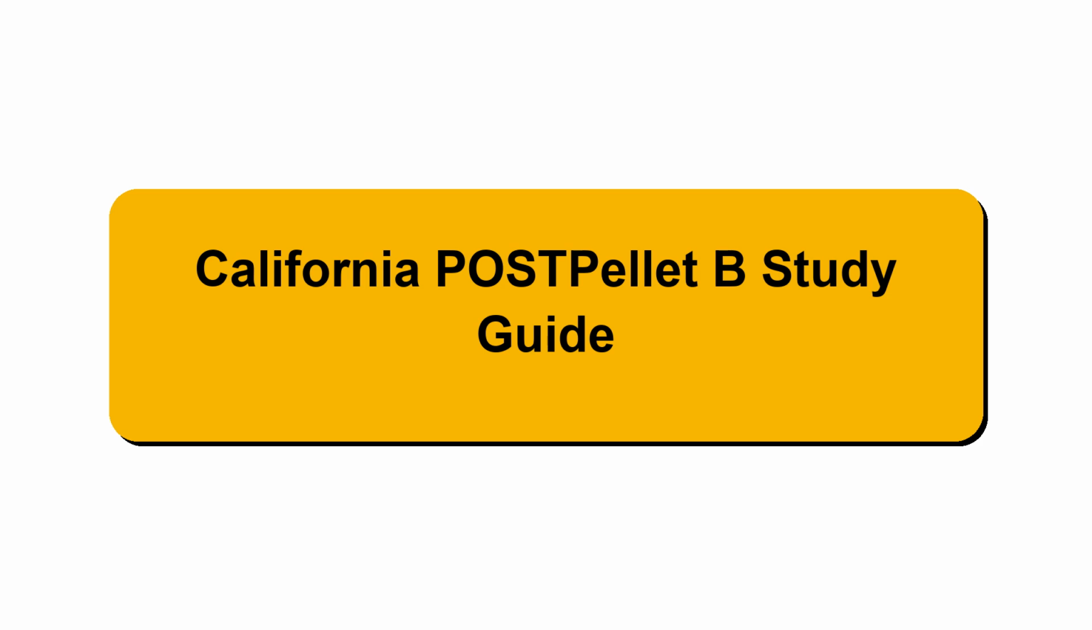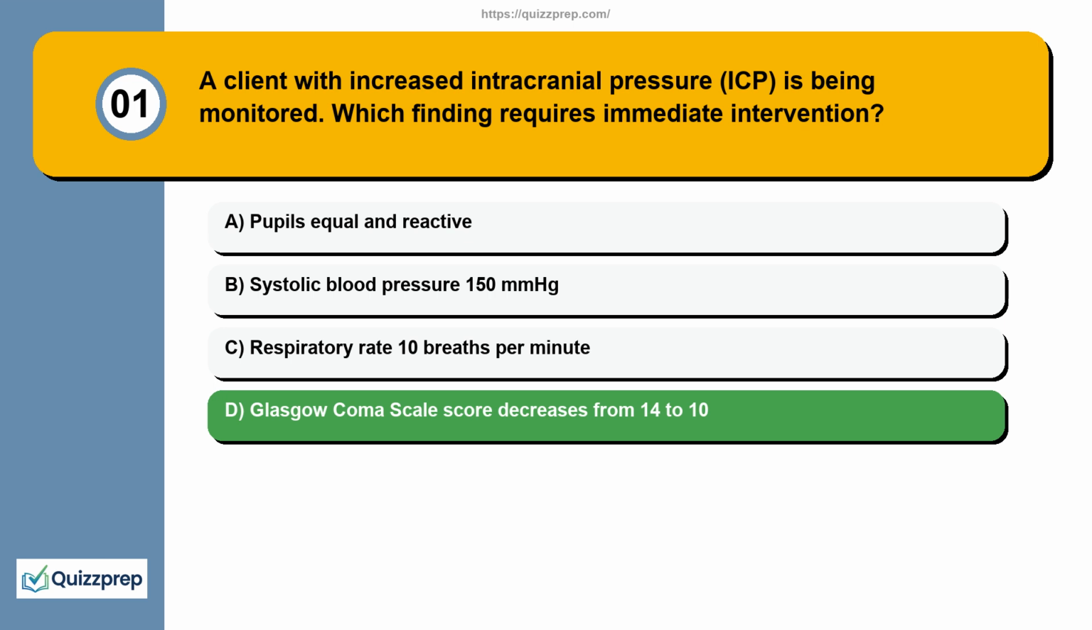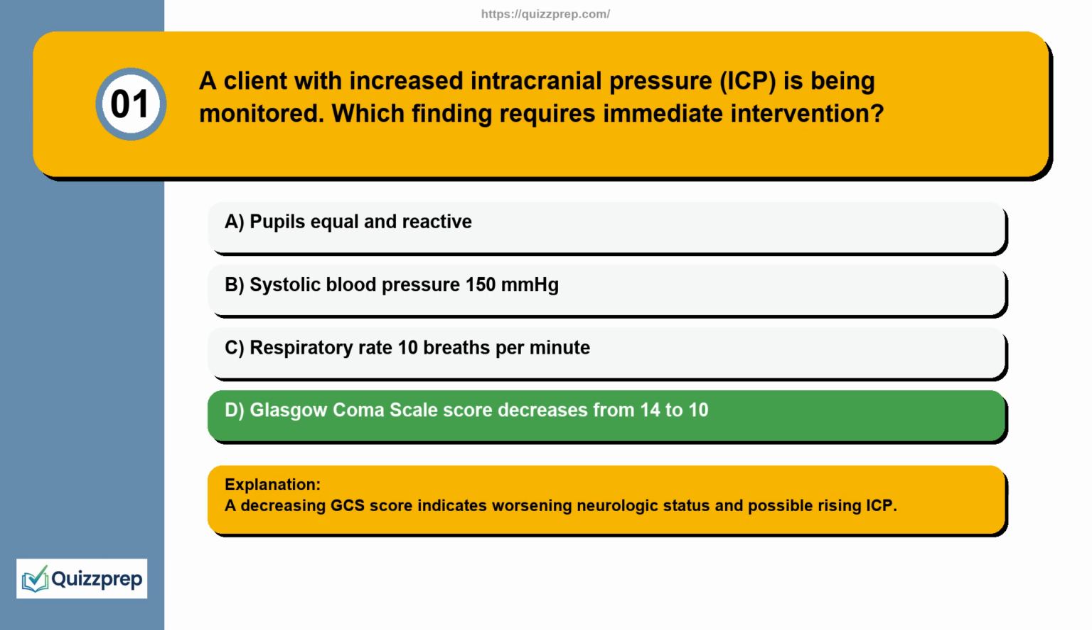Let's begin. Question 1. A client with increased intracranial pressure, ICP, is being monitored. Which finding requires immediate intervention? Here are your options. Option A. Pupils equal and reactive. Option B. Systolic blood pressure 150 mmHg. Option C. Respiratory rate 10 breaths per minute. Option D. Glasgow Coma Scale score decreases from 14 to 10. The correct answer is option D. Glasgow Coma Scale score decreases from 14 to 10. Explanation. A decreasing GCS score indicates worsening neurologic status and possible rising ICP.